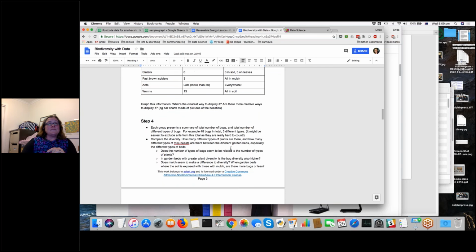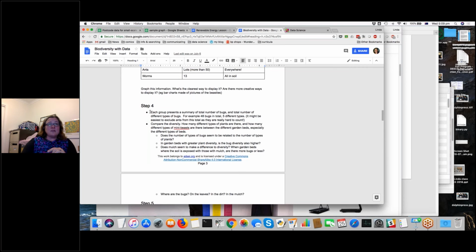Step 4, we've got the groups presenting a summary of the number of bugs and the number of different types of bugs. So that's 2 different bits of information there. You've got, okay, we only found 4 different types of bugs, but there were 150 of them in total. Or you might have 8 different types of bugs.